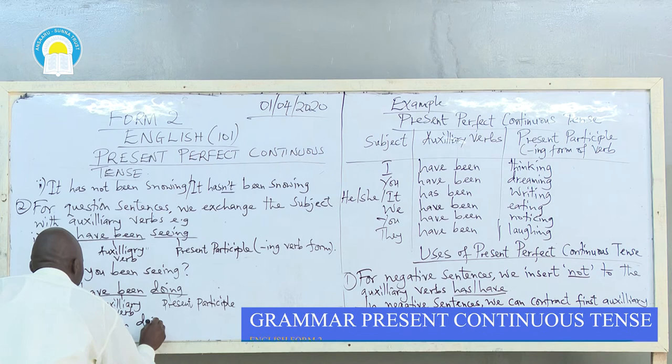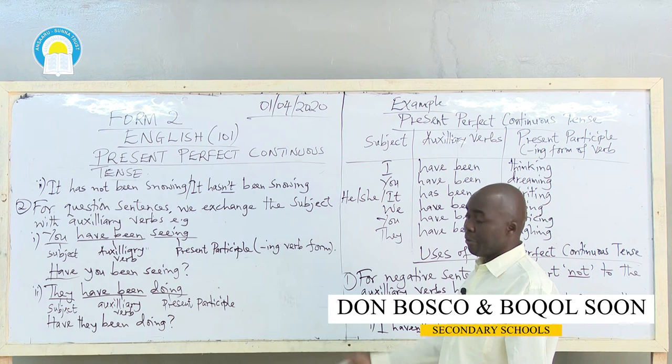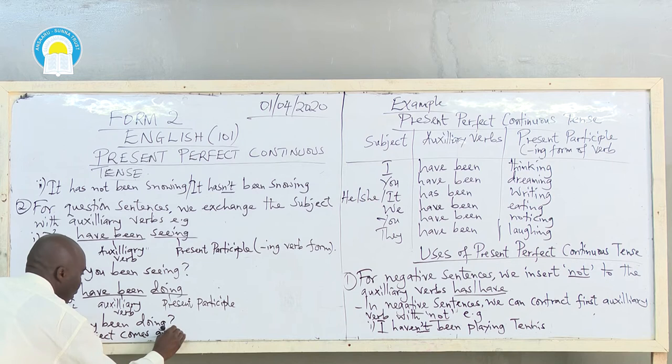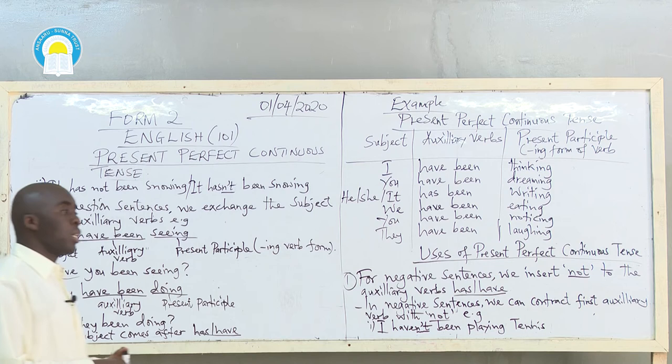So in short, what were we talking about? For question sentences, we exchange the subject with auxiliary verbs. So you note this, NB: the subject comes after has or have, these auxiliary verbs. So those are some of the common things that you have to note under the question sentences.